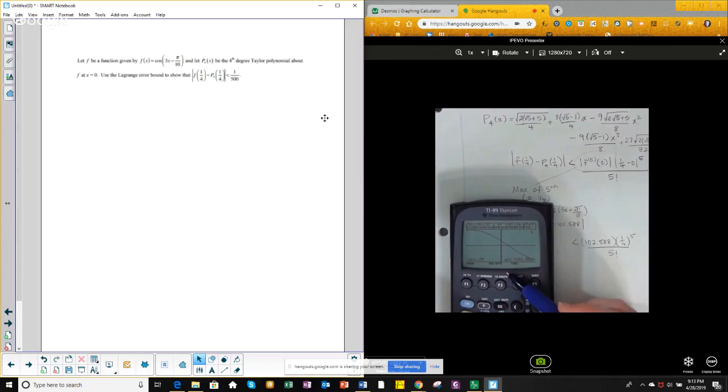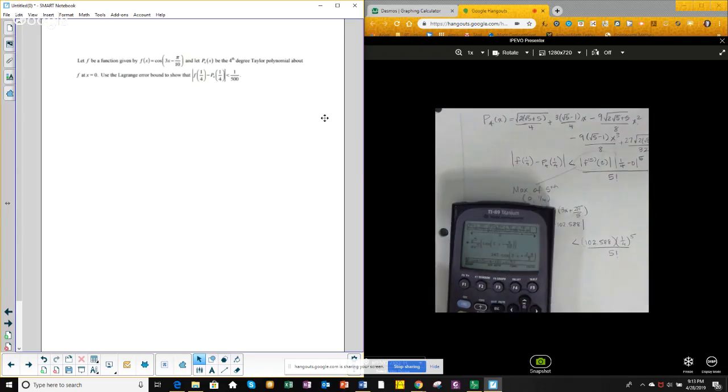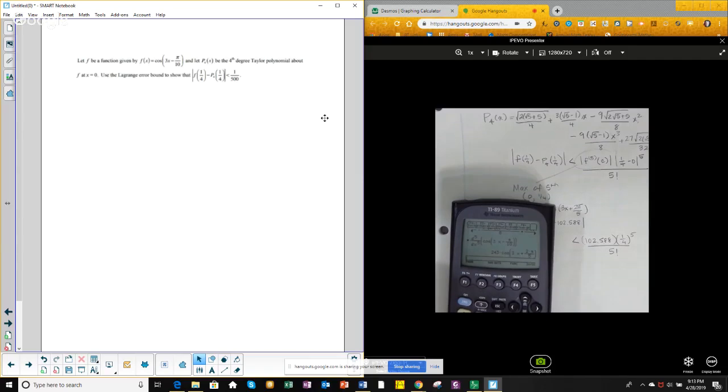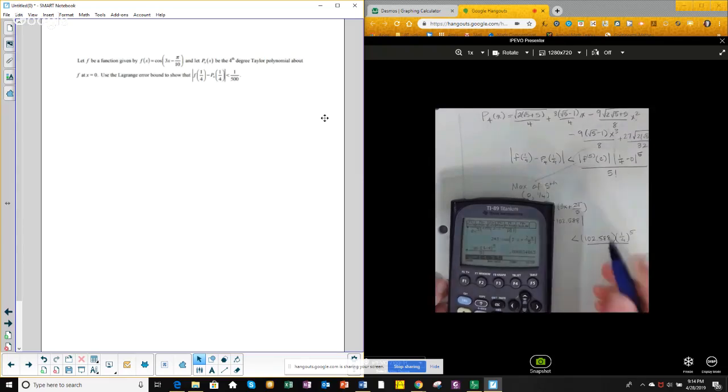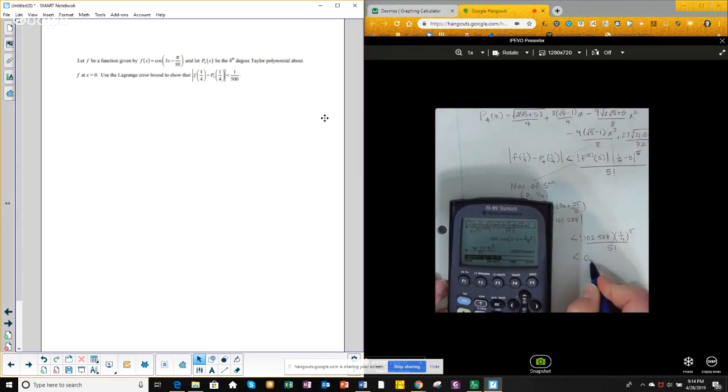So I'm going to go home, and let's do our calculation. We're going to do negative y alpha c, because that's where our value is stored, times 1 divided by 4 raised to the 5th divided by 5 factorial, and we get less than 0.0008.